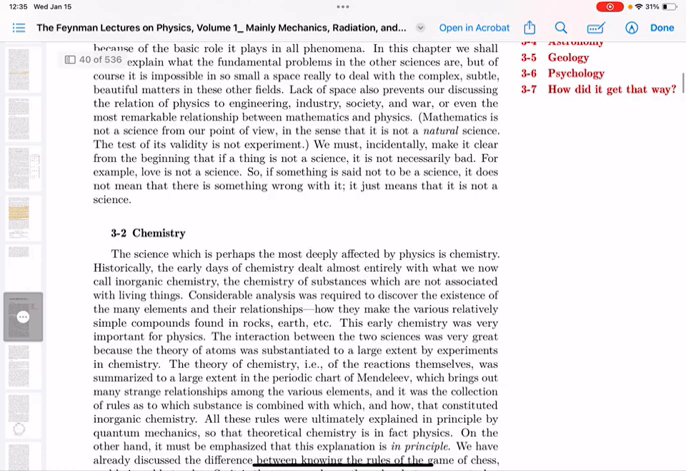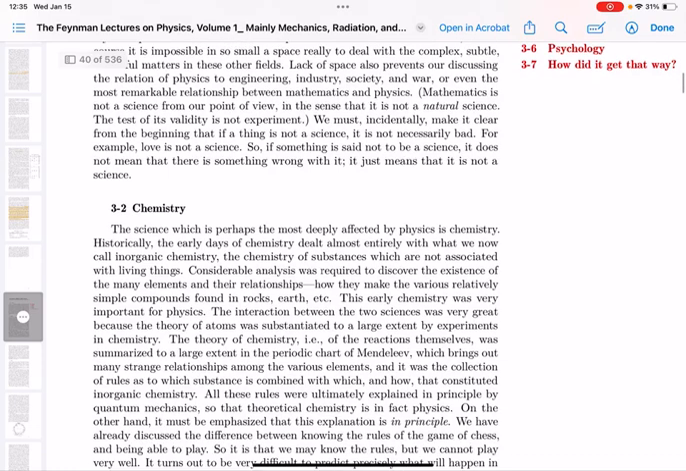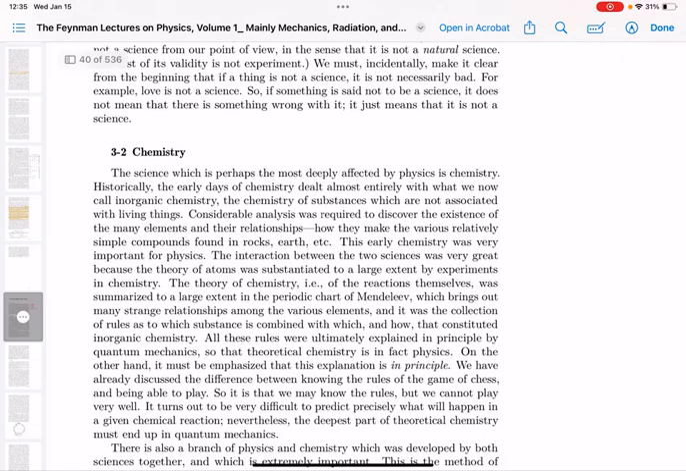We must incidentally make it clear from the beginning that if a thing is not a science, it is not necessarily bad. For example, love is not a science, so if something is said not to be a science, it does not mean that there is something wrong with it. It just means that it is not a science.